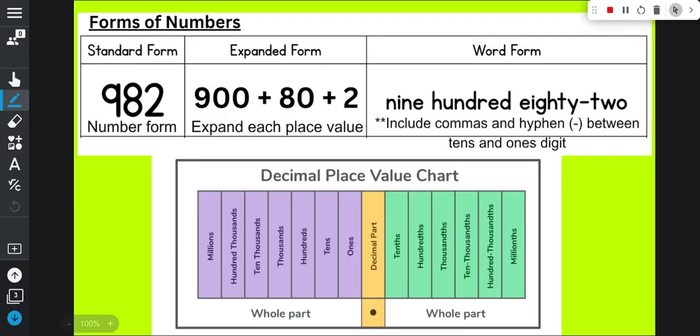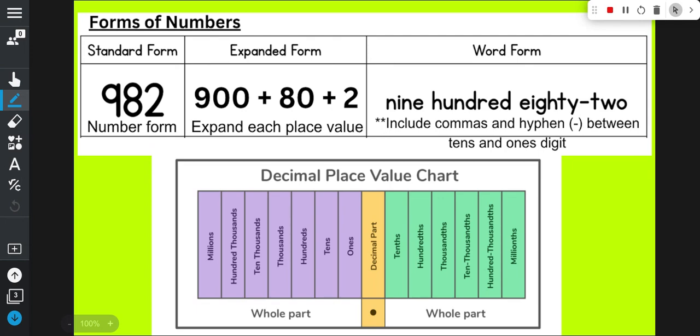The next thing we're going to talk about is forms of numbers. We have standard form, expanded form, and word form. Each of these are important forms in order to know how to convert types of numbers. Standard form means just number form. So that's when we're going to see our numbers in numbers. Expanded form means we're going to expand out each place value. So the number 982 has 900, plus it has 80, plus it has 2.